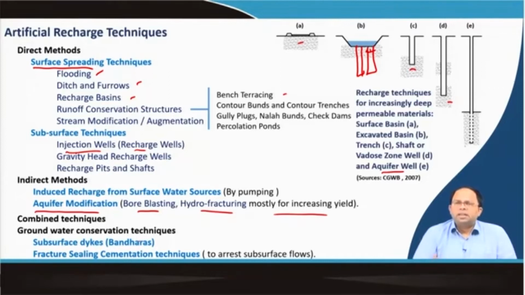That means we try to retain the groundwater that is there, and we use certain kinds of structures for that. For example, subsurface dikes. Dikes are sort of dams. So we create some dams below ground, and these are known as bandharas. These are some traditional structures. And then fracture sealing cementation techniques. Similar to bore blasting, we can also seal certain fractures so that water doesn't go away, and this prevents subsurface flows. So these are the different kinds of techniques, and now we will look into some of these important ones one by one.